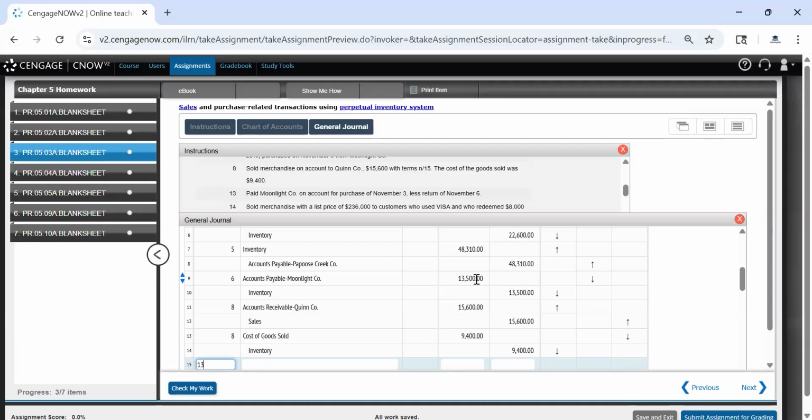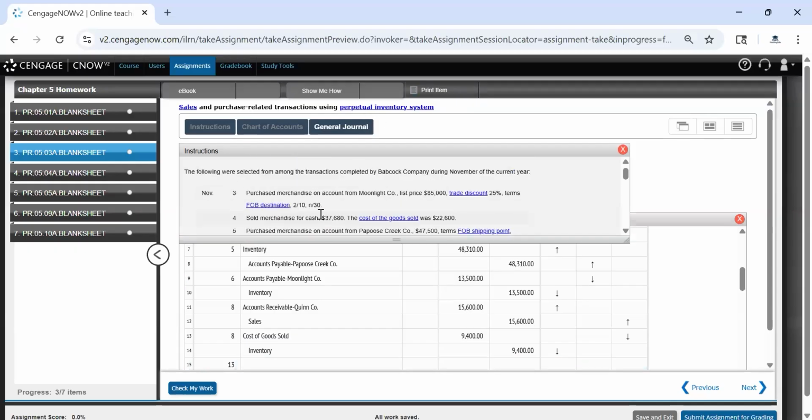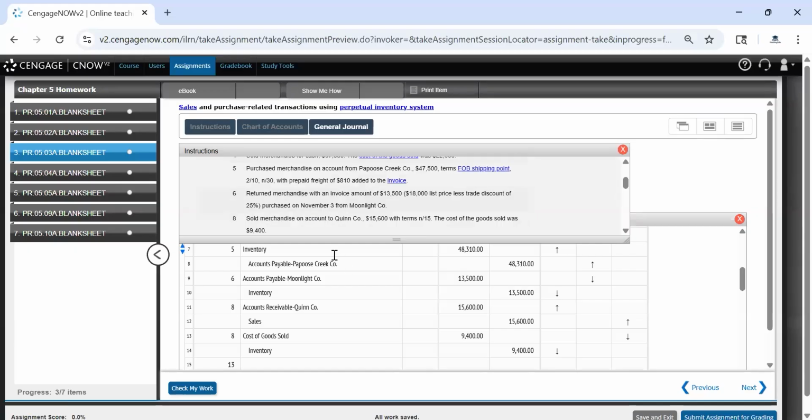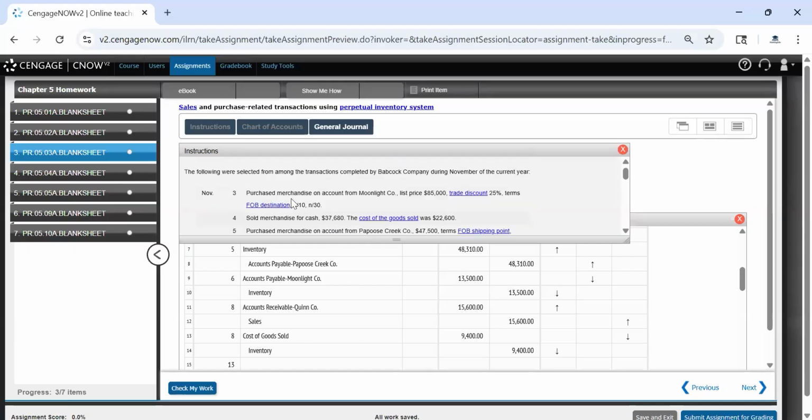On the 13th, we paid Moonlight Company on account for purchase of on November 3rd, less the return on the 6th. So this is now on the 13th. The 13th is 10 days after the 3rd. And so that's going to allow us to take advantage of the discount in the 2/10 net 30 terms provided.